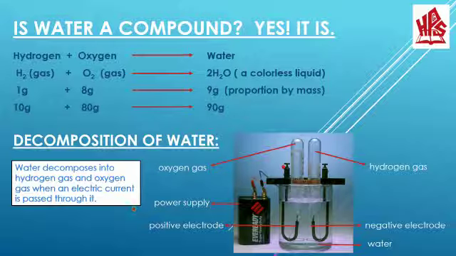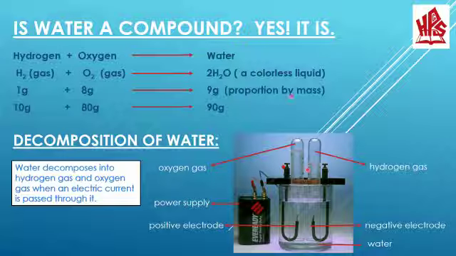See this experiment. In a beaker, water is added. There are two electrodes which are connected to the power supply, that is the battery. When electric current is passed through the water, H2O splits into its components, that is hydrogen gas and oxygen gas, and the gases are collected at the top of the test tubes. Oxygen gas is obtained at the positive electrode and hydrogen gas is obtained at the negative electrode. See here, the volume of hydrogen gas formed is double as compared to the volume of oxygen gas.